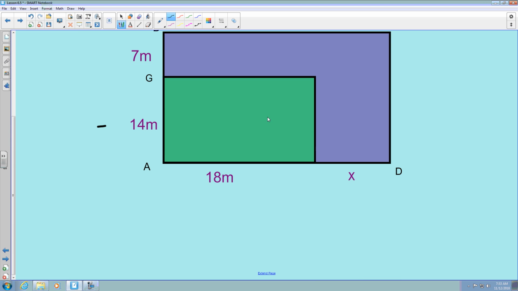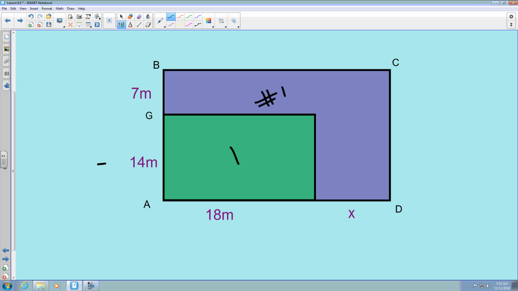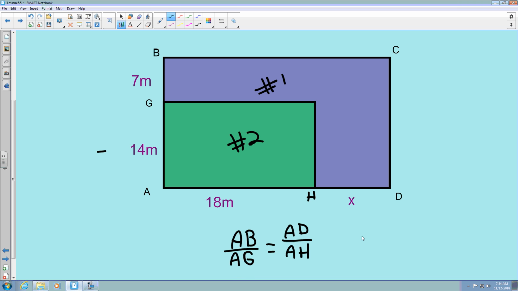All right, last one. So last one here, it says try this. So I go here, and again, this is like object 1, this is object 2. So I go here and I say, all right, I got AB over AG. It's going to be proportional to AD over, well, we'll call this just H. We'll give this a value, so AH. Sorry, I didn't get to note that as a point. So AB is 14 plus 7, which is 21, over AG, which is just 14. This is going to be equal to AD, which is X plus 18, or 18 plus X, whatever you prefer. And then AH is just 18.